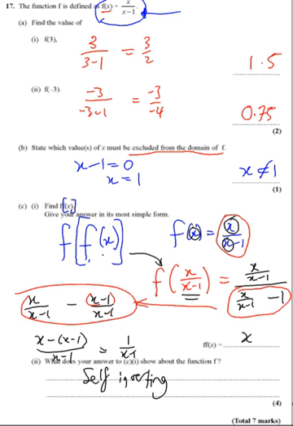Basically, you take a function, you get an output. If you apply the same function to the output and you get the thing that you started with, then it's self-inverting. So if you end up with x when you apply the function twice, it's self-inverting. This does seem to come up a lot, so just be aware of it.